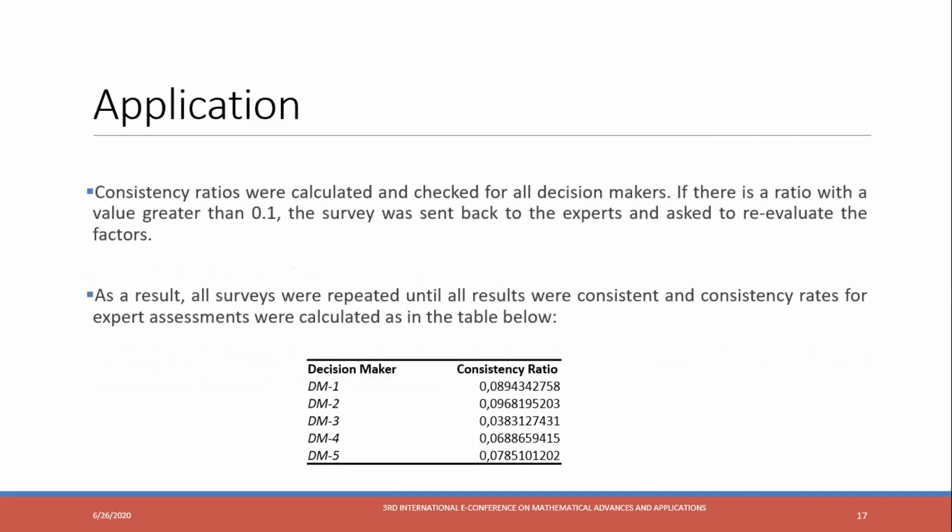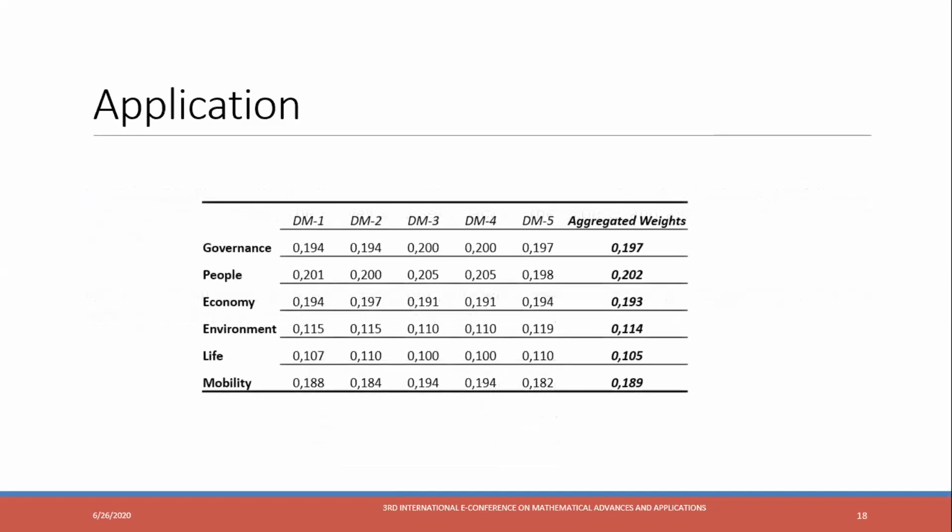And if there is a ratio that has a value greater than 0.1, the survey was sent back to the experts and they were asked to re-evaluate the factors. And this step is repeated until all the calculations are consistent, and you can see the consistency ratios below 0.1 for each decision maker's pairwise comparisons.